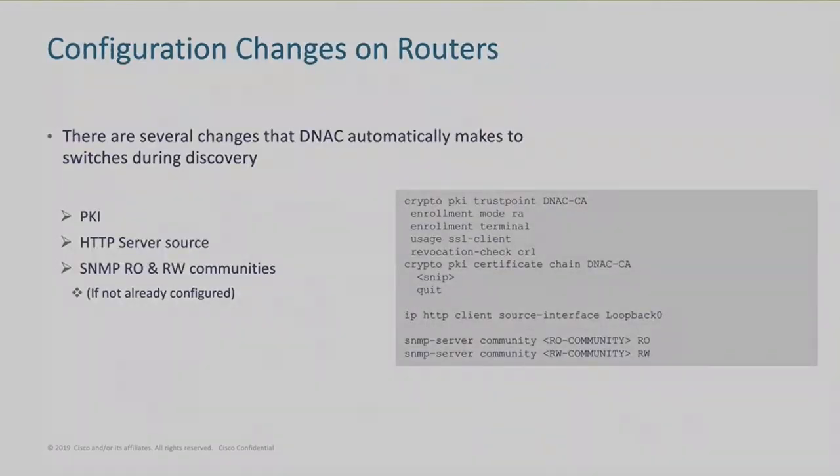All right. So for routers, what do we do on routers? The same thing as the switches, except for IP device tracking. So what does that mean? Well, we push a certificate to secure the connectivity between DNAC and the device, the IP HTTP client source, and then the SNMP community. Nothing else. Any questions on routers? No. All right.